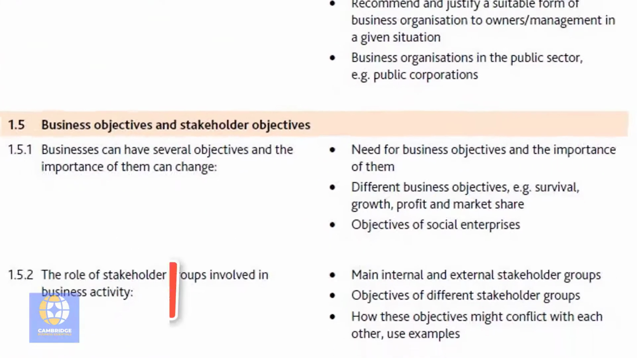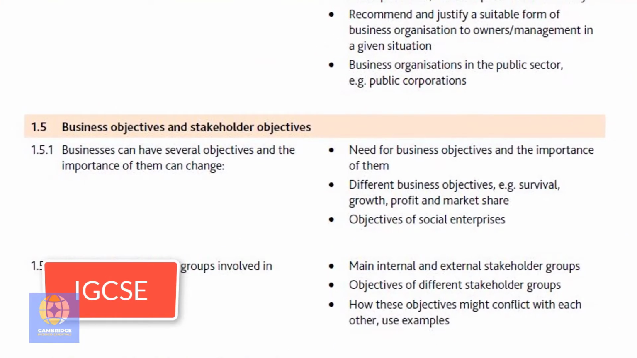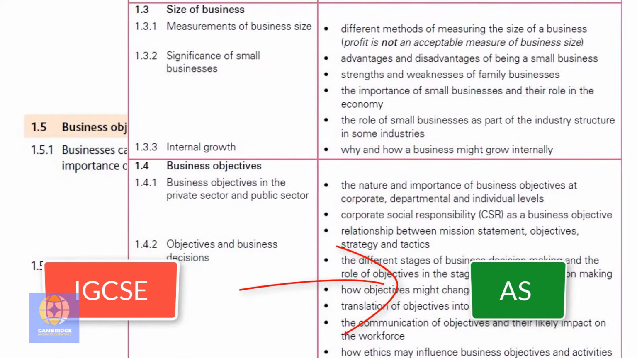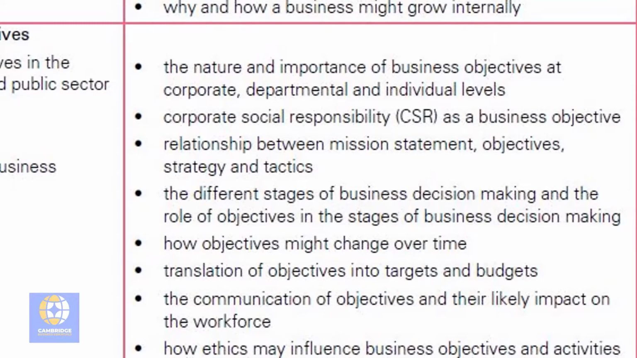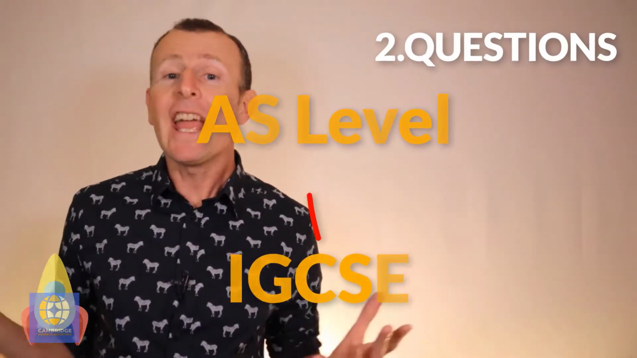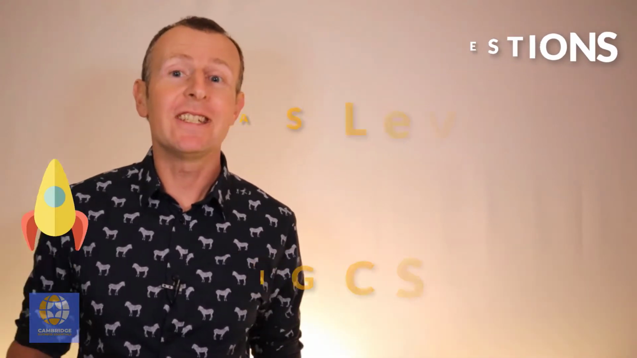For example, at IGCSE, you just need to know business objectives, stakeholders, and social enterprises. At AS level, you need to know corporate social responsibility, business ethics, mission statements, objectives, strategy, tactics, objectives of individual, departmental, and corporate level budgets, and so on. So lots more keywords to learn, but if you get a good grasp of the basics at GCSE, you're already halfway there.